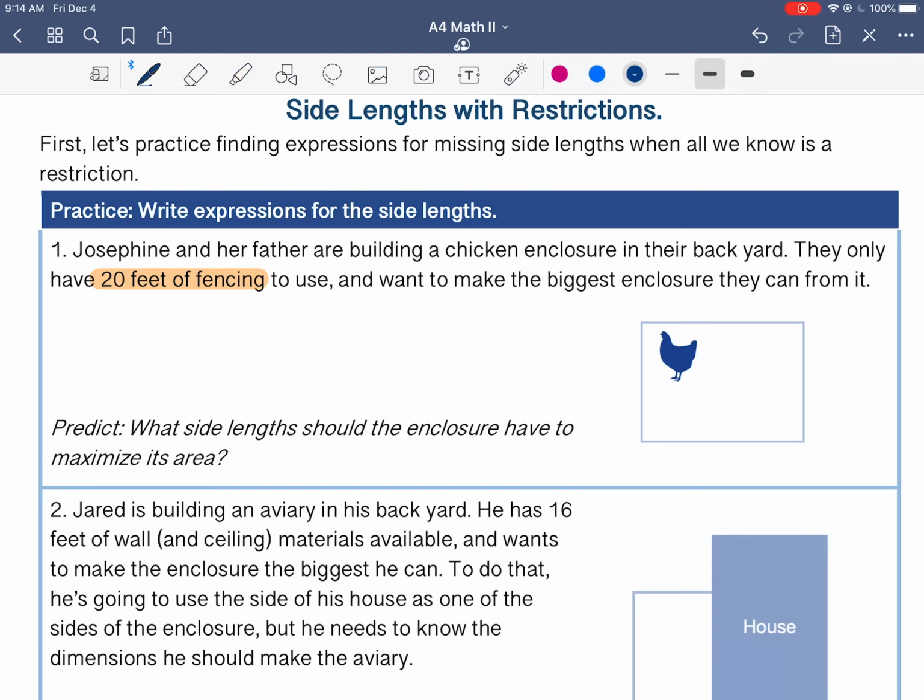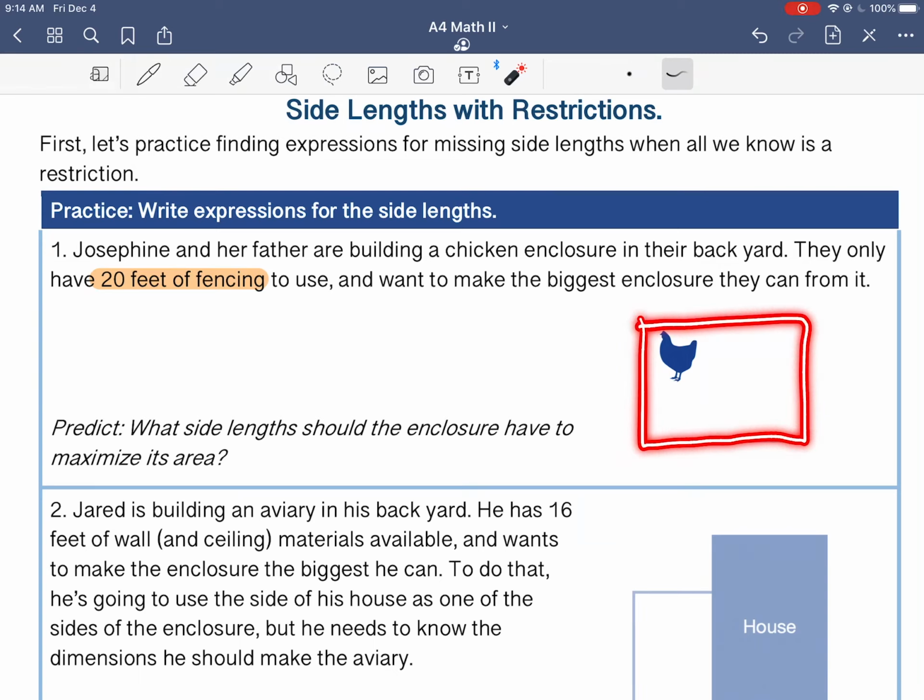We know quite a bit about rectangles. First of all, that the perimeter of this rectangle needs to be 20 feet, right? We are going to use exactly 20 feet of fencing, but we can't use any more. So we know that the perimeter all the way around this enclosure is going to be 20 feet.